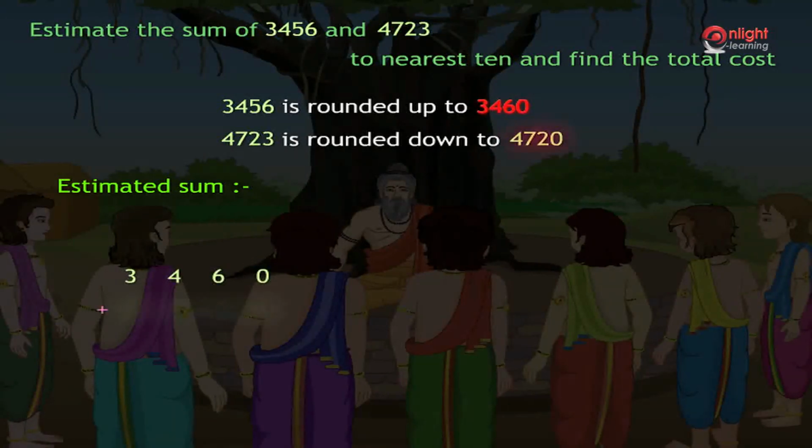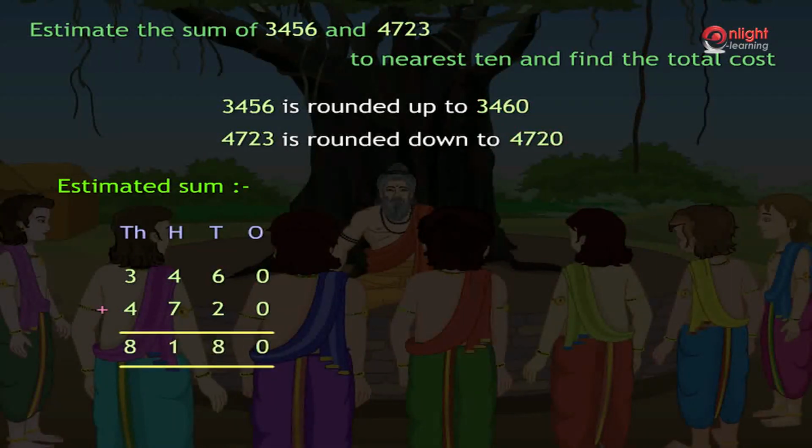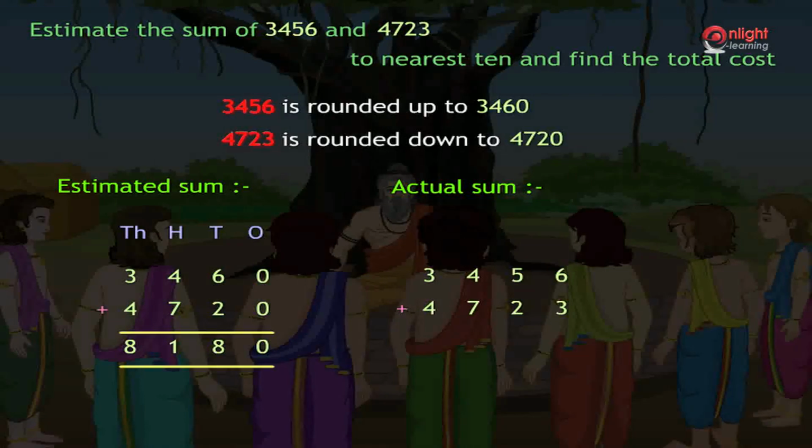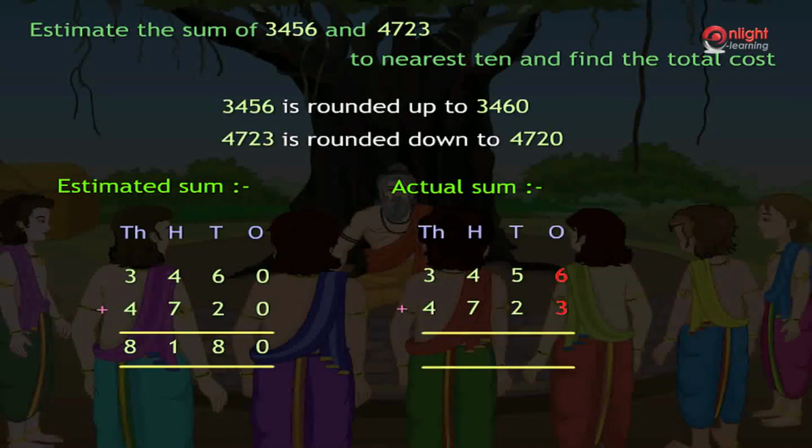3,460 and 4,720. The sum is 8,180. Now to find the actual sum, we add 3,456 and 4,723. Now adding ones, that is 6 ones and 3 ones, we get 9 ones. Adding 5 tens and 2 tens, we get 7 tens. 4 hundreds and 7 hundreds, we get 11 hundreds.